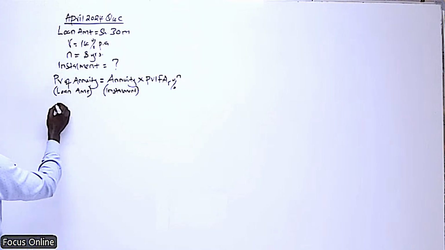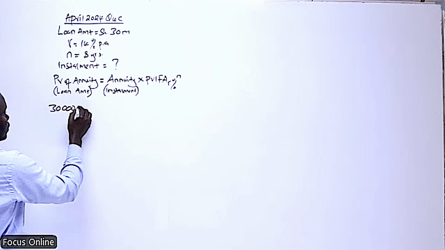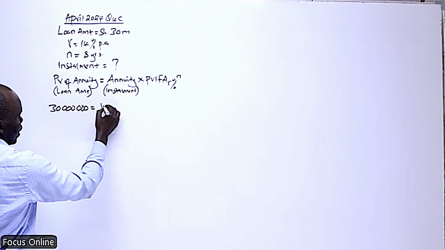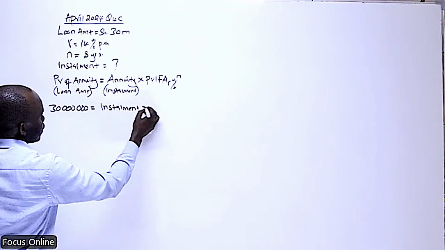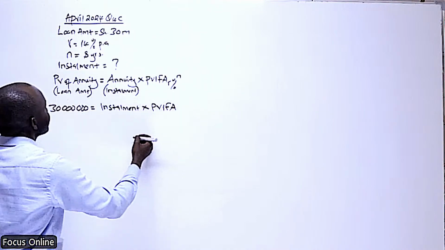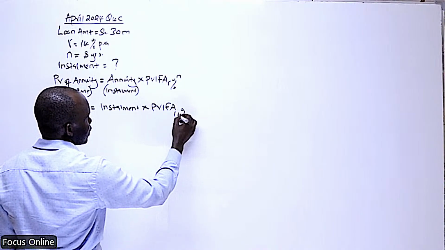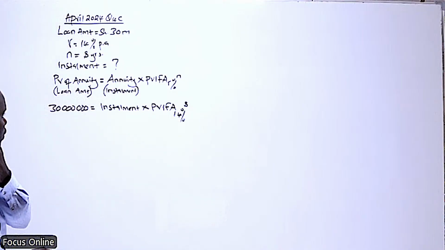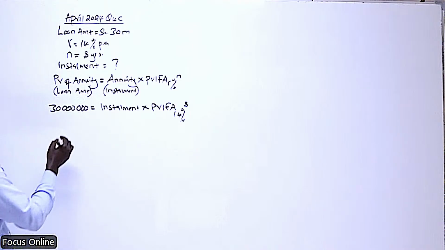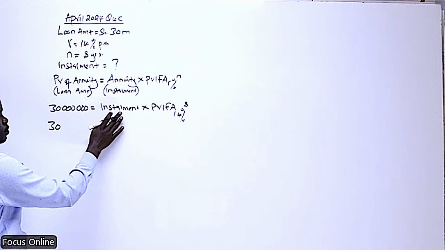So our loan amount is 30 million. 30 million is equal to installment times present value interest factor annuity 14% at period 8. We are supposed to make the installment the subject of the formula.